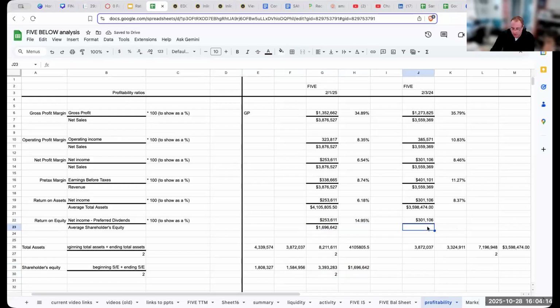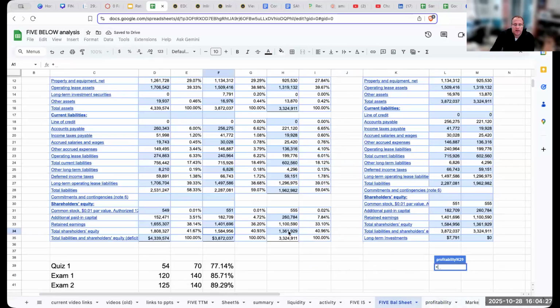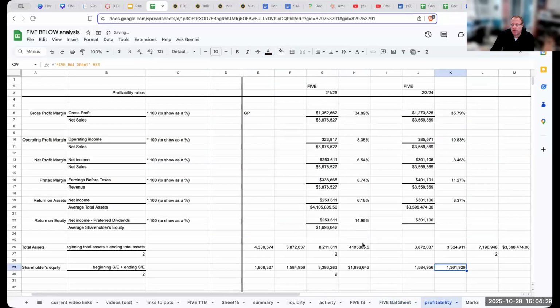14.95%. Coming over here for the prior year, my beginning becomes my ending, and then I'm adding in over here my equity of 1,361,929. I'm adding up these 2 amounts, dividing by 2, and I'm getting a total of 1,473,442. Okay. And so my return on equity is dropping year over year.